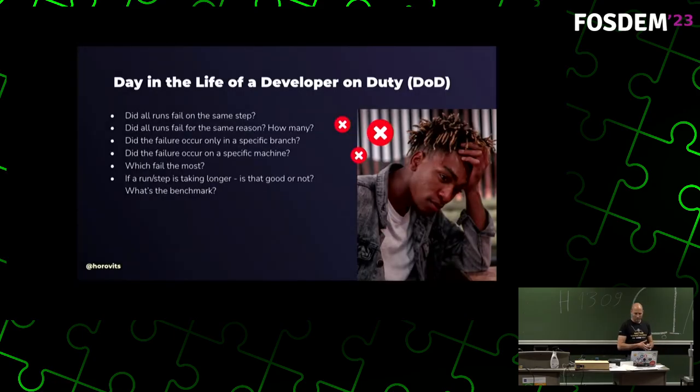And just to give you a few examples of questions that we found difficult or time-consuming to answer: did all runs fail on the same step? Did all runs fail for the same reason? Is that on a specific branch? Is that on a specific machine? If something's taking longer, is that normal? Is that anomalous? What's the benchmark? So these sorts of questions took us too long to answer, and we realized we need to improve.